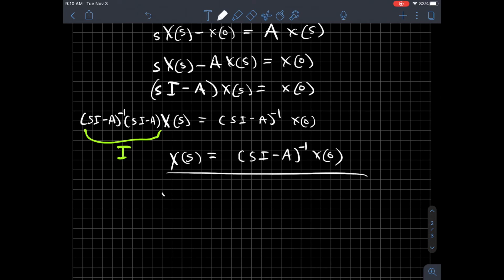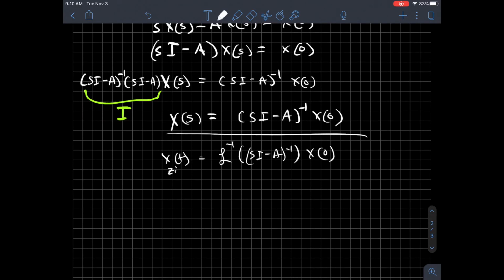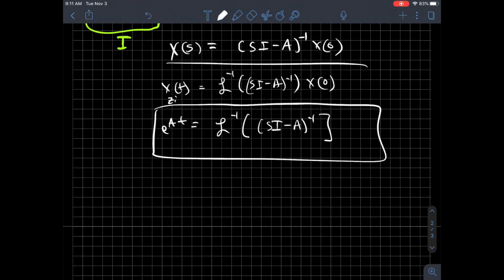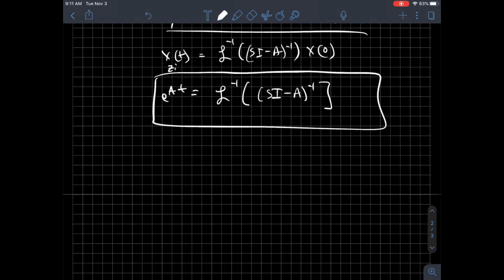And so to get x of t, and in particular the zero input of t, I need to take the inverse Laplace transform. So it's the inverse Laplace transform of (sI minus A) inverse times x of 0. And so that means that e to the At is equal to the inverse Laplace transform of (sI minus A) inverse. So that's the zero input response.